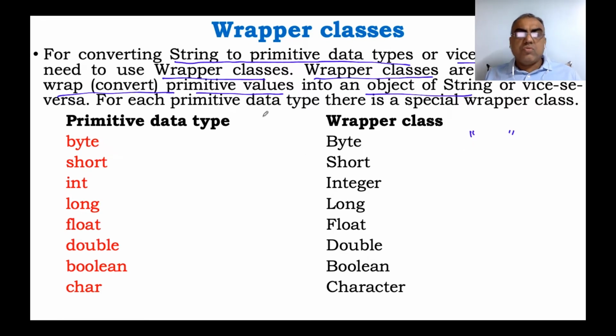So first thing you need to know is the list of primitives. So here is your bit, all the data types: byte, short, int, long, float, double, boolean and char, and these are the wrapper classes. I hope you remember the convention, class name should begin with a capital. So here are all the classes.